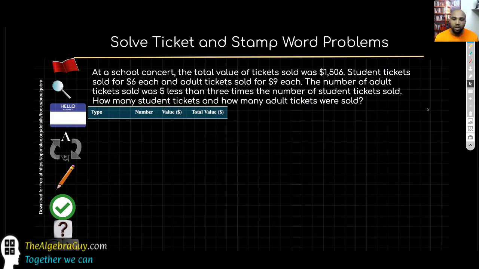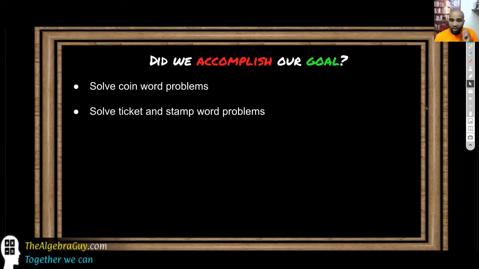So as you see in our examples, the word problems for money is the same as tickets or stamps. So you don't have to worry about that. So we covered both of those.